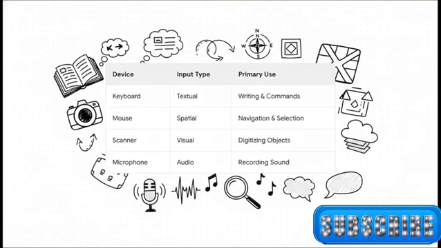This table kind of lays it all out neatly, but think about how you actually use all these in combination. You might be typing an email, that's textual input. Then you drag and drop a photo into it, that's spatial. And that photo you took with your phone, visual capture. Then you hop on a video call where you're using your microphone, that's audio. See, all four types of input just working together seamlessly.